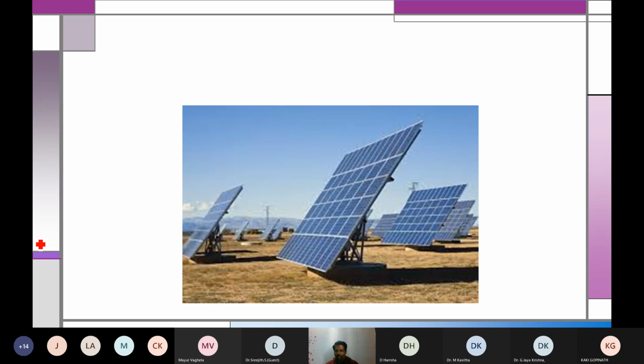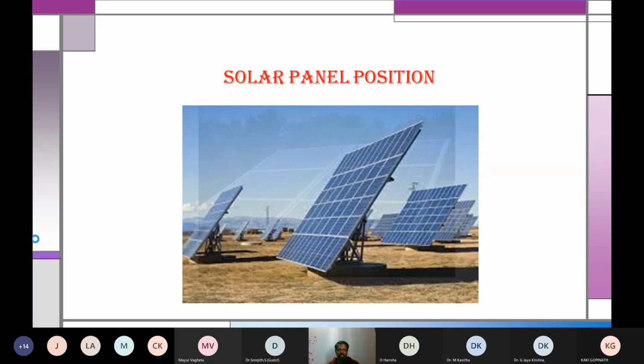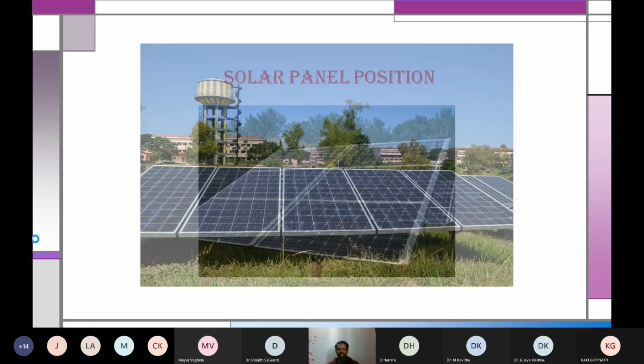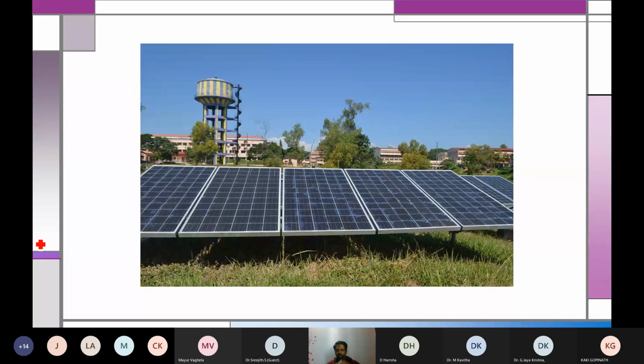I'll tell you why. See, the solar panel is actually tilted by some angle. It's not horizontal, and it is not vertical either. These are all practical images from NIT Silchar. Here we have many panels, and you can see all these panels are tilted. So you need to understand that solar panels are not horizontal, they are tilted. I'll tell you why it is tilted and at what angle they have to be tilted.